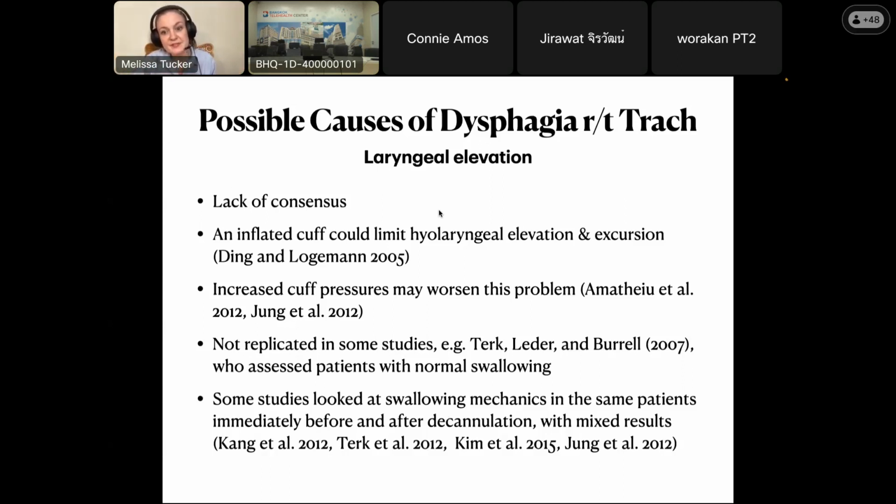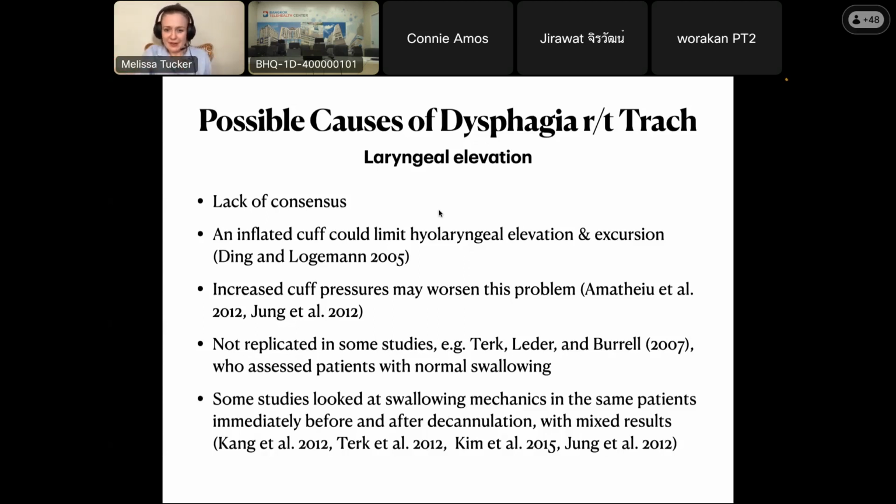However, there were some studies, again, famously Dr. Leder, who did not replicate that, although they assessed patients with normal swallowing. They took patients who were non-dysphagic, but who had a tracheostomy, and looked at their cuff pressures, and they did not find any changes to laryngeal elevation or excursion.